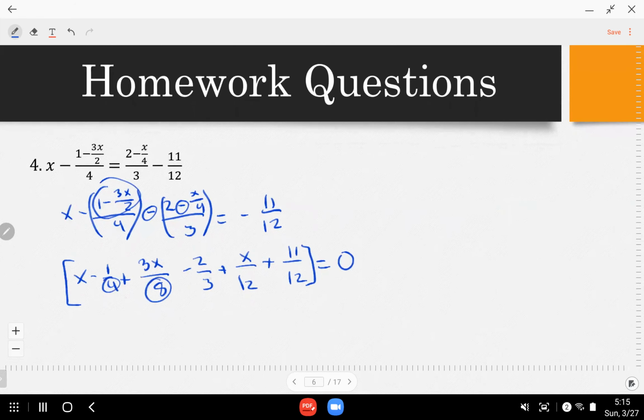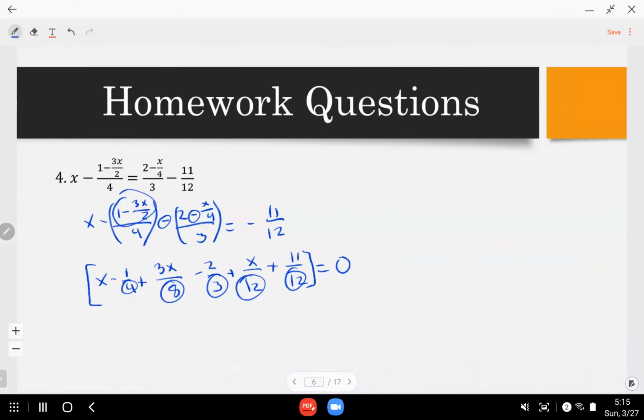Remember these denominators. What is the least common multiple of these denominators? 24, yes. We multiply everything by 24, and of course this side still equals 0, right? Still equals 0.